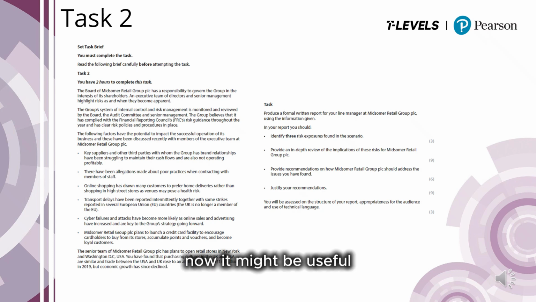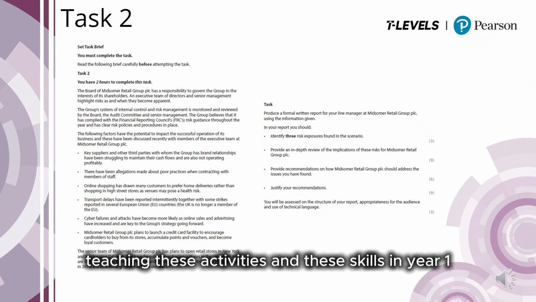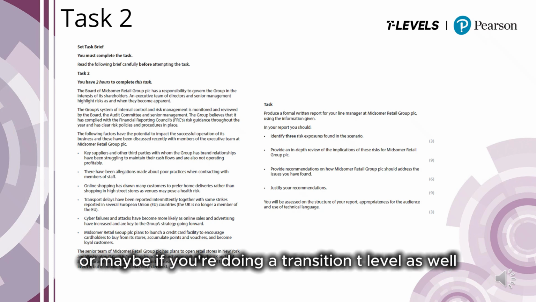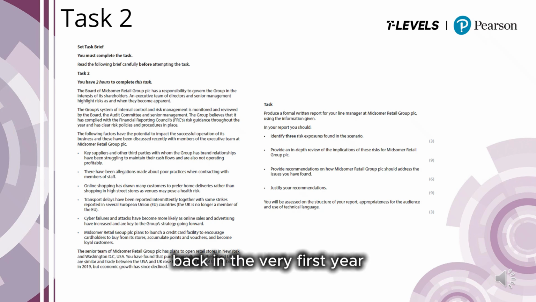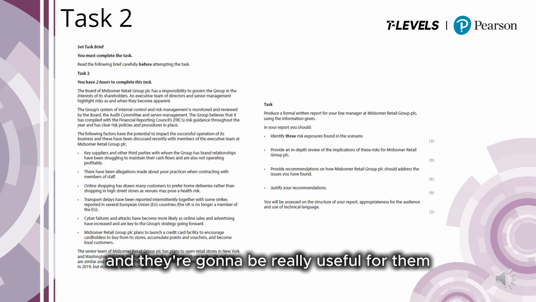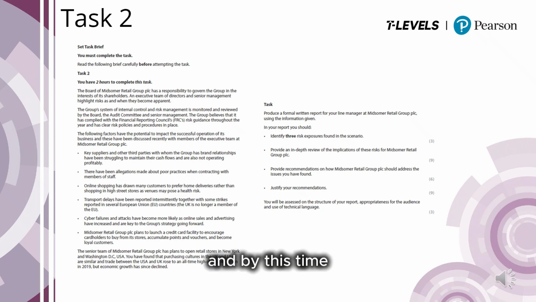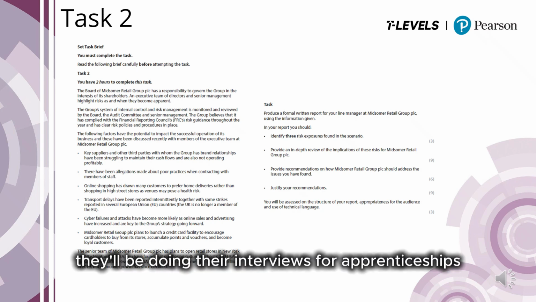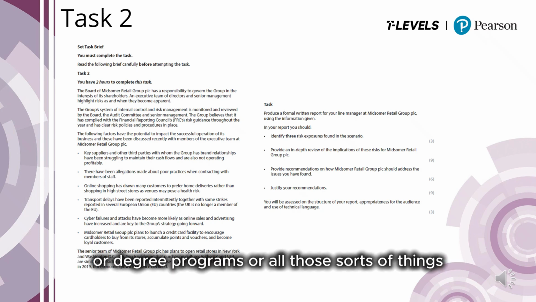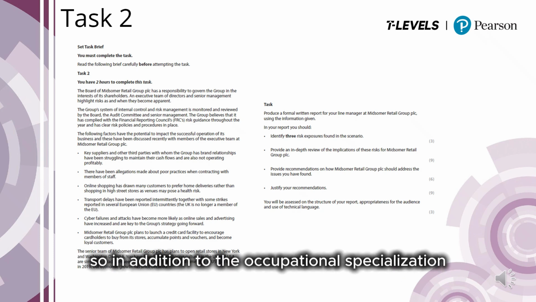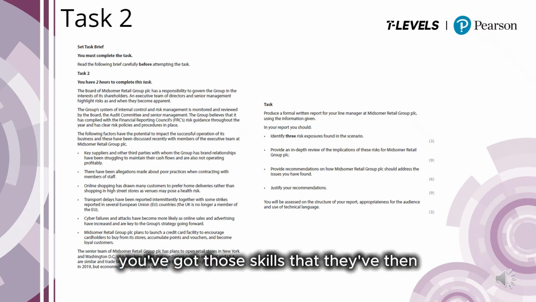Now, it might be useful to start teaching these activities and skills in year 1, or if you're doing a transition T-level, back in the very first year. Teach them how to structure emails, to structure reports, to do presentations, because then they've got those skills and they're going to be really useful for them in the workplace. They're going to help them develop that confidence. And by the time they're doing their occupational specialism, most of them will be looking at their next step, so they'll be doing their interviews for apprenticeships or degree programs or all those sorts of things. So in addition to the occupational specialism, they've got those skills for wider employability.